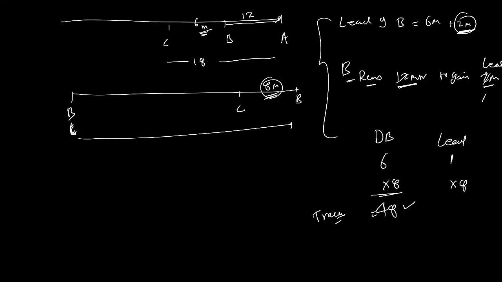Almost verbally. What you need to focus on is, B has gained what? B has gained 2 meters. To get a 2 meter lead, B has to run what? 12 meters. For a 2 meter lead he has to run 12 meters. So for a 1 meter lead, how much will he have to run? He will have to run 6 meters. From the starting, how much lead have they created? 8 meters. So how much has B run? 6 into 8, 48 meters.